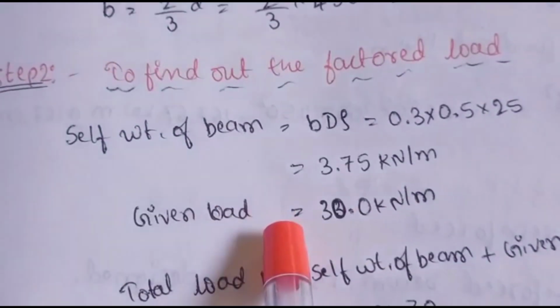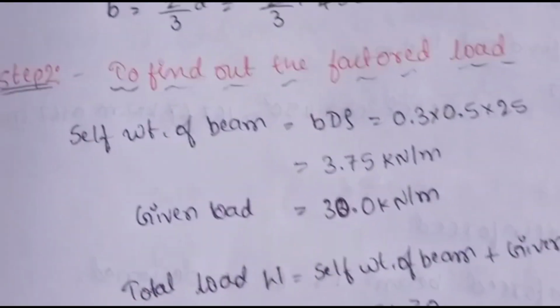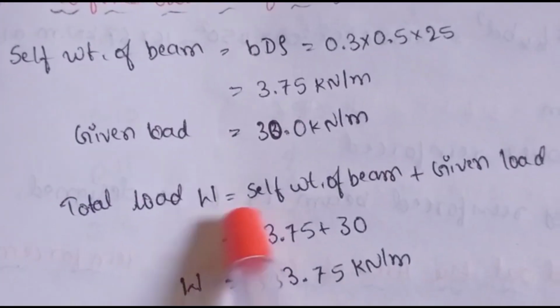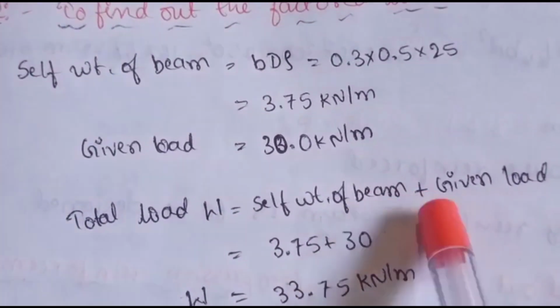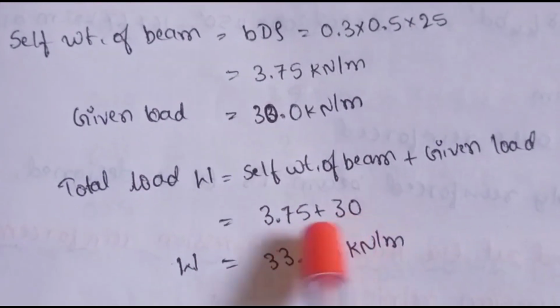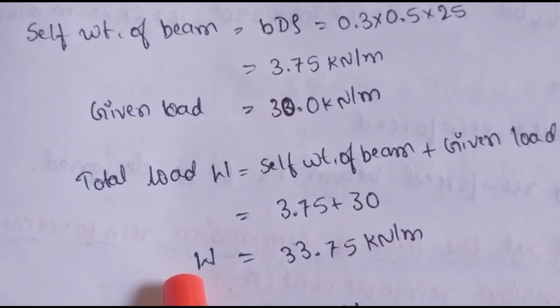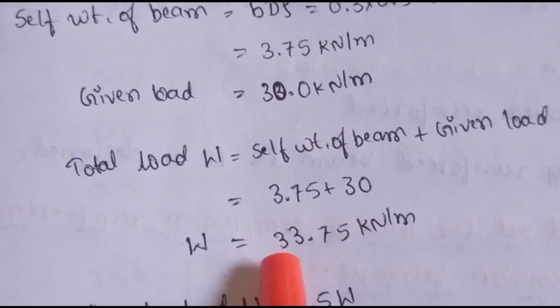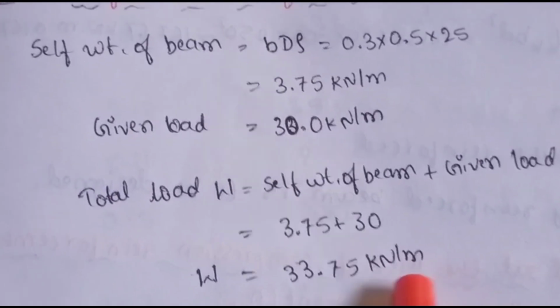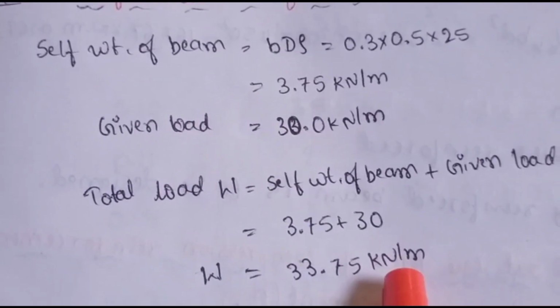So after this, our given load is 30 kilonewton per meter. So add both self weight of the beam plus given load to get the total load. So W is equal to self weight of the beam plus given load. Substitute all the values, simplify this, we'll get our total load as 33.75 kilonewton per meter.